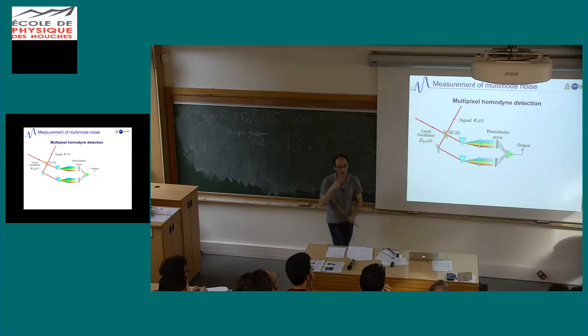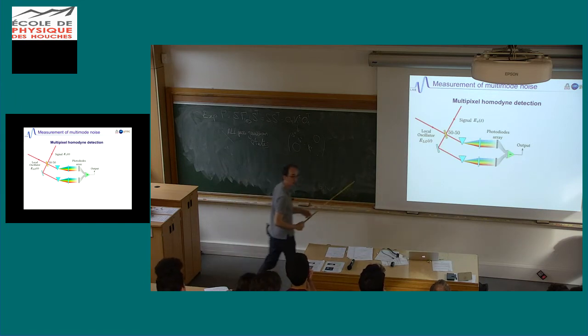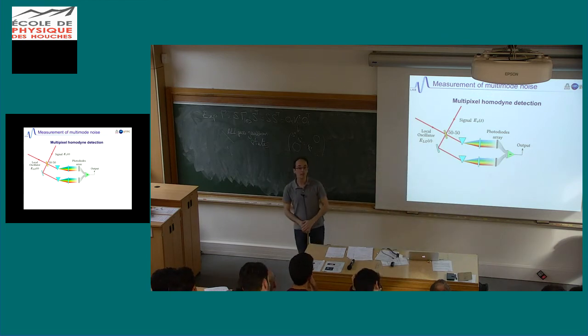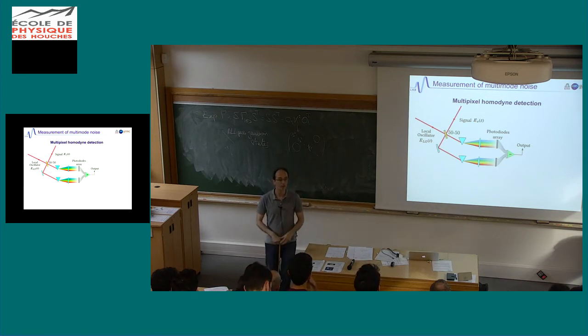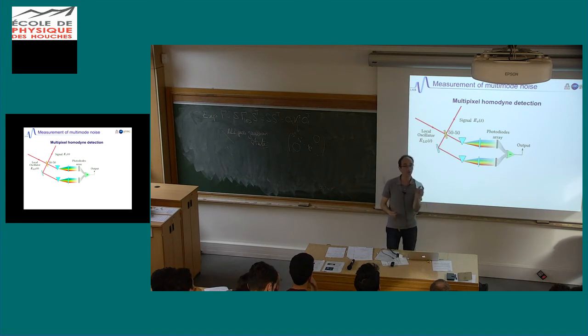So then how do we detect? Of course, here I take the example of what we do, because of the equation here, but we are not the only ones to do that. You want to detect your many modes. There are two ways. I will show one now and another one a bit later. If you want to detect your many modes at the same time, you still do homodyne detections, but you want to detect all the different frequencies.